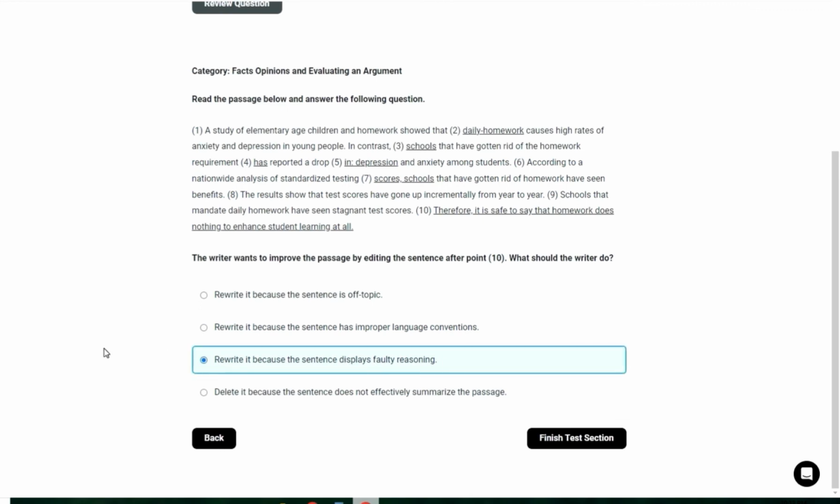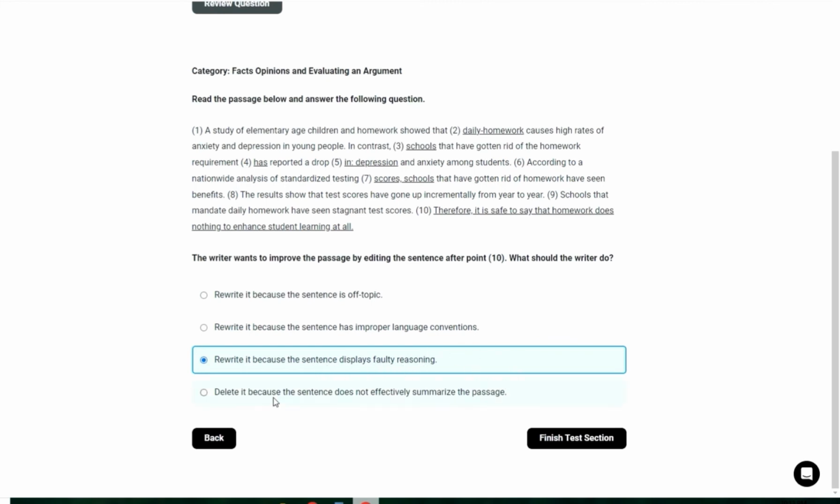C, rewrite it because the sentence displays faulty reasoning. That is the one I chose, because it makes this dramatic, meta statement at the end: "It's safe to say that homework does nothing to enhance student learning at all." Now we know that's not true. Just because of this one study, this analysis of standardized testing, and that some schools that mandated it hadn't seen much growth, doesn't mean it does nothing at all. That's not necessarily true, and it's displaying, like it says here, faulty reasoning.